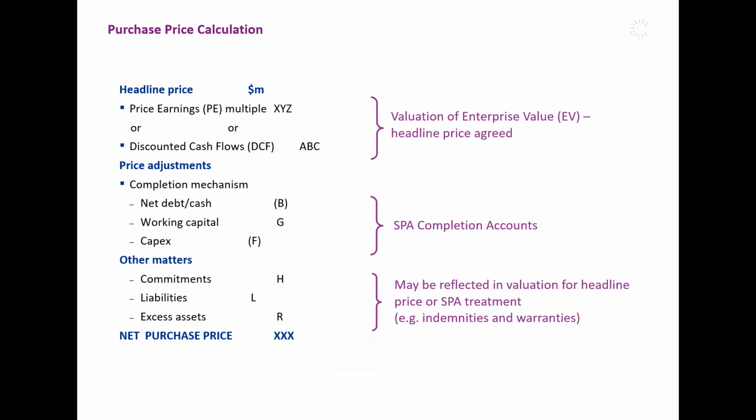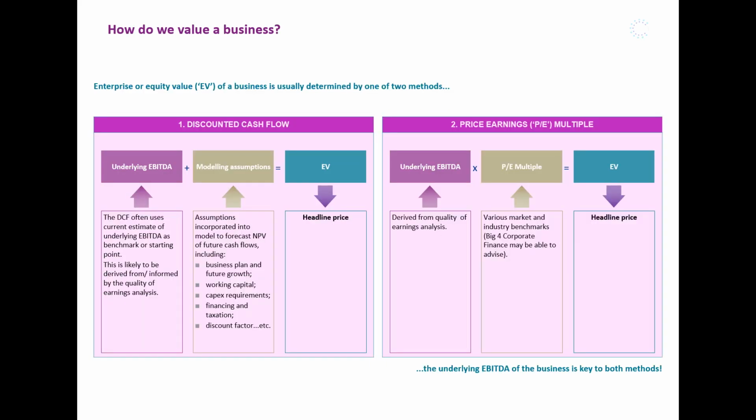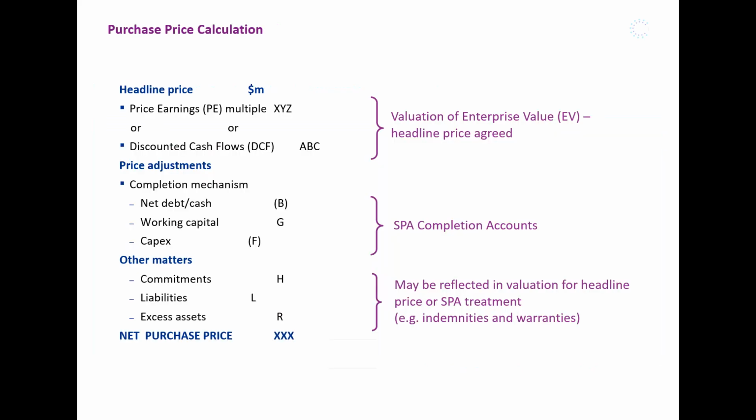Okay, so how do we calculate the rest of the purchase price? All we've talked about so far is EV, or headline price, that's the terminology. But how do we actually calculate the final dollar amount that we actually pay? In almost all transactions, it follows a very similar structure: we start off with headline price, we do our price adjustments and any other matters, and that gets us to our net purchase price, which is the ultimate amount of money that we end up paying.